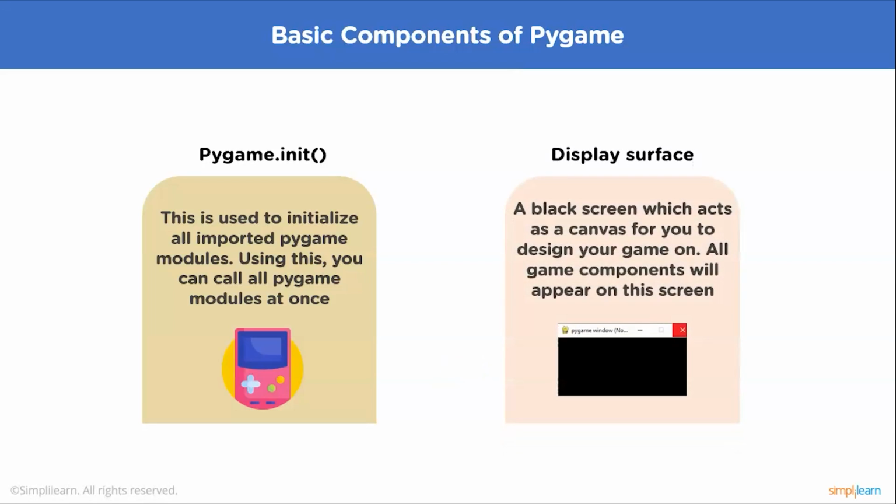The next thing that you need to know about is the display surface. The display surface is a black screen which acts as a canvas for you to design your games on. All the game components will appear on this very screen. Now, Pygame has a single display surface that is either contained in a window or runs full screen. Once you create the display, you can treat it as a regular surface. Changes are not immediately visible on screen. You must choose one of the two flipping functions to update the actual display.